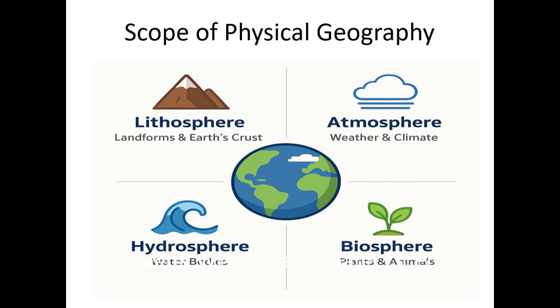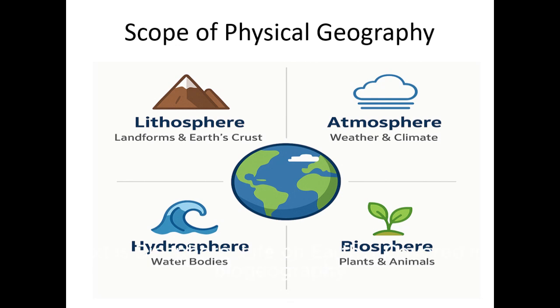Second is atmosphere. It focuses on climatology and meteorology. It studies air pressure, temperature, rainfall, winds, storms, and climate zones. For example, why tropical climates are hot and rainy, while deserts are dry. Next is hydrosphere. It involves hydrology and oceanography, and studies rivers, lakes, glaciers, groundwater, oceans, tides, and currents.